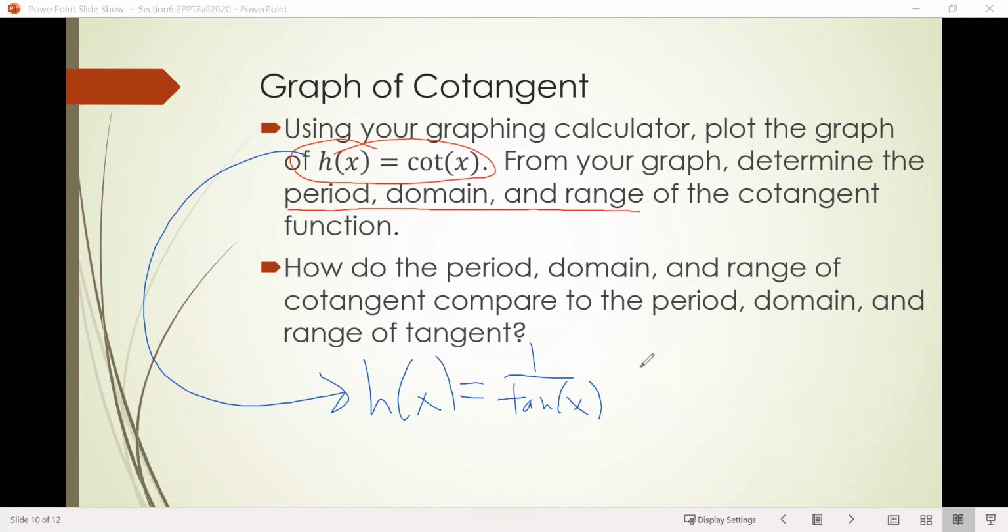And once you have that information, then I want you to look and see how that compares to the period, domain, and range of the tangent function. Okay, so go ahead, and I would suggest pausing this video and taking some time to do that. No, really, go ahead and do it. Okay, I'll wait. Did you do it? Okay. You can also check your answers in the textbook after you have them.